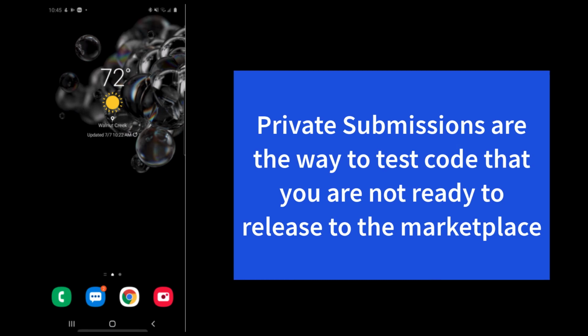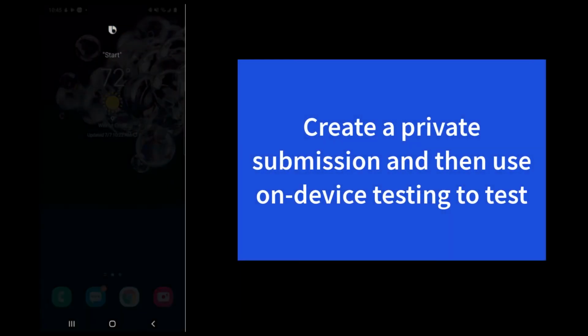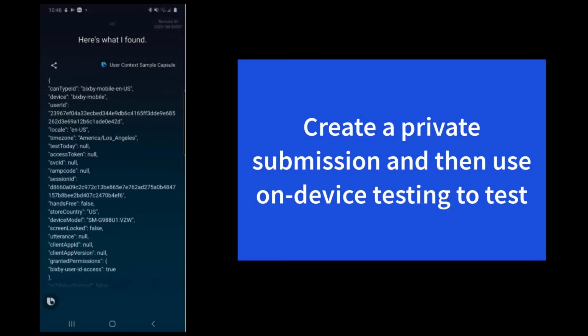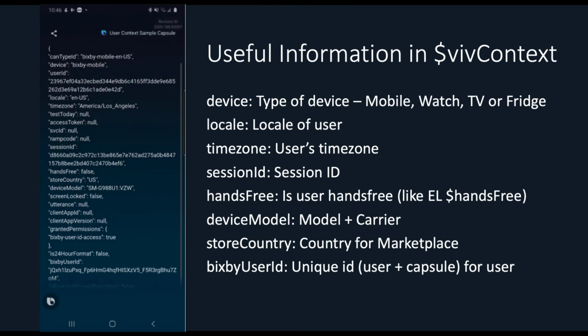All right, so I've made a private submission of that simple capsule so I can run it on device. Reminder, a private submission is a great way of running something and testing it on device when you're not ready to actually submit it to the marketplace. Start. Here's what I found. And there you can see it's dumped everything that's on the user context onto the screen.